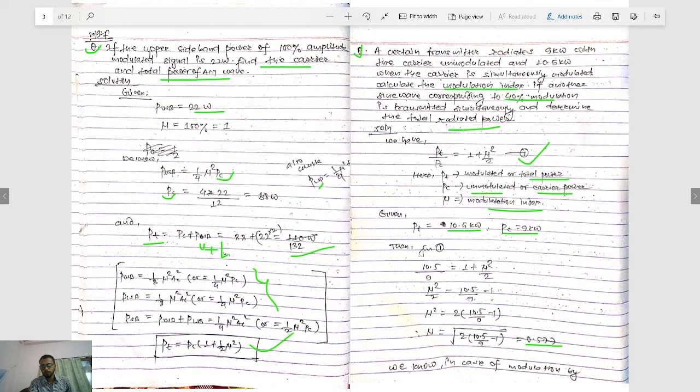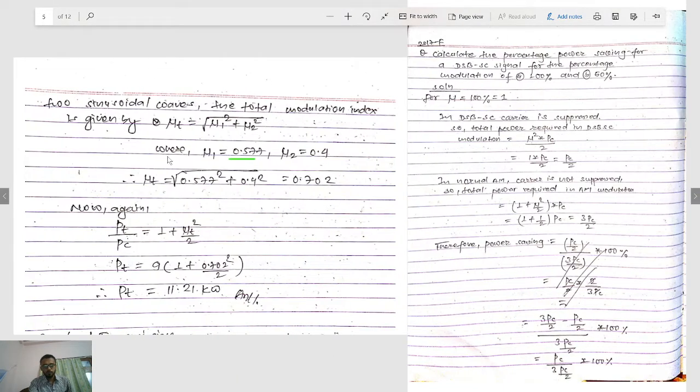Here in the question we have 40% corresponding to mu 2, so mu 2 will be 0.4, and this is mu 1 equal to 0.577. So total mu t will be root under mu 1 square plus mu 2 square. On substituting the value of mu 1 and mu 2, we'll get the total mu t as 0.702. And again, to calculate the total power, you can write Pt upon Pc is equal to 1 plus mu t square upon 2. If you substitute the value of mu t, the total modulation index, and we know the carrier power, we'll get the total power Pt as 11.21 kilowatt.